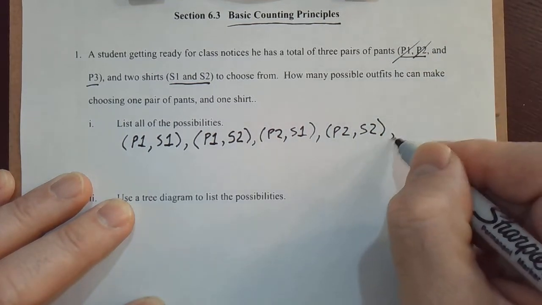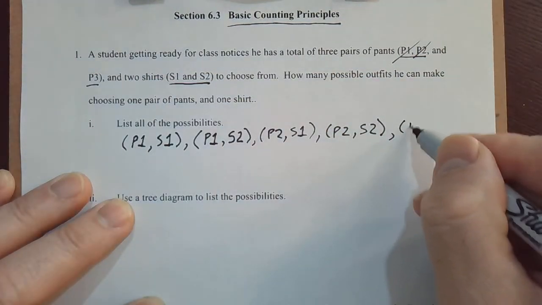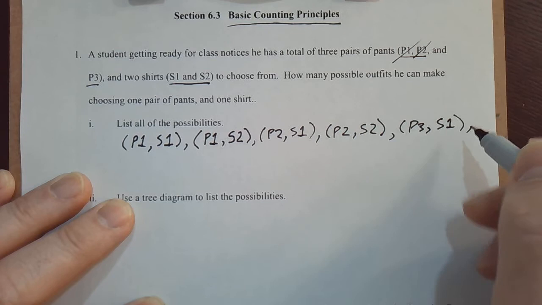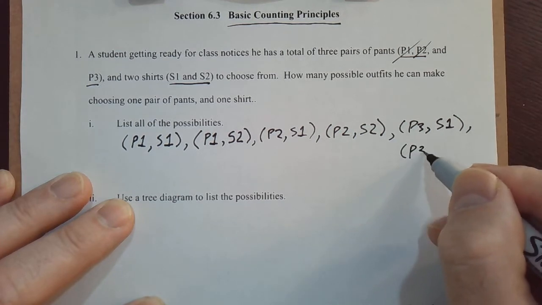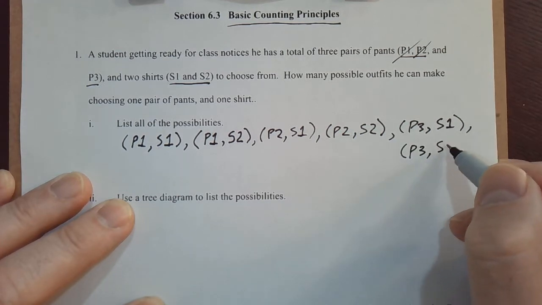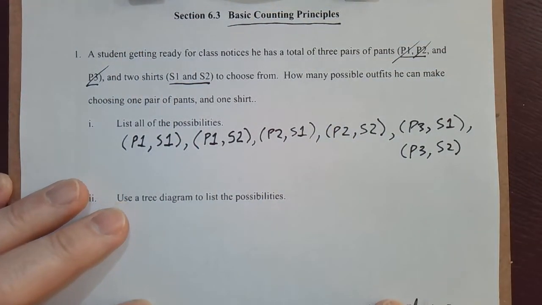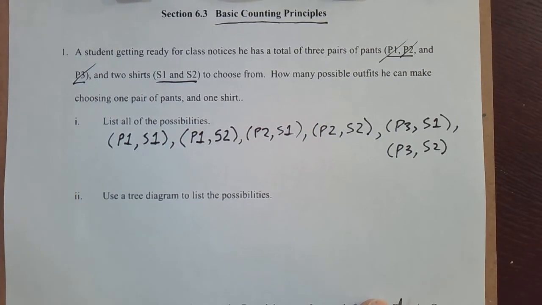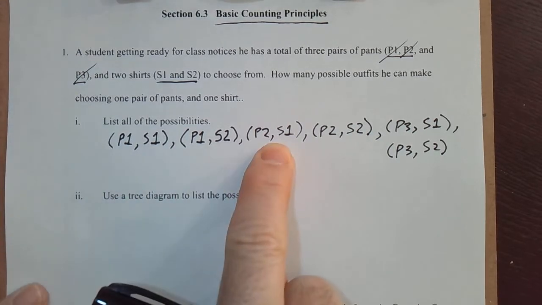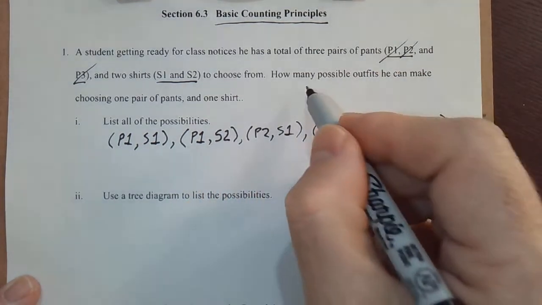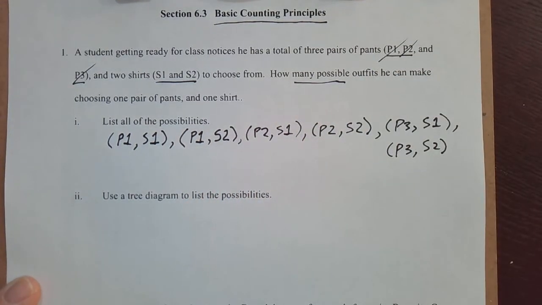And now we have to move on to the last one. P3, pair of pants number 3 and shirt 1. Or we could do pair of pants number 3 and shirt 2. And you can easily see we've exhausted every possibility, and now we can simply count them up. 1, 2, 3, 4, 5, 6. So the answer to how many would be 6.